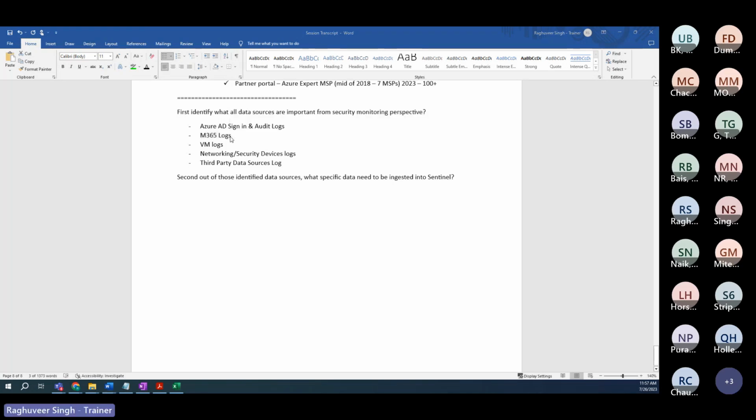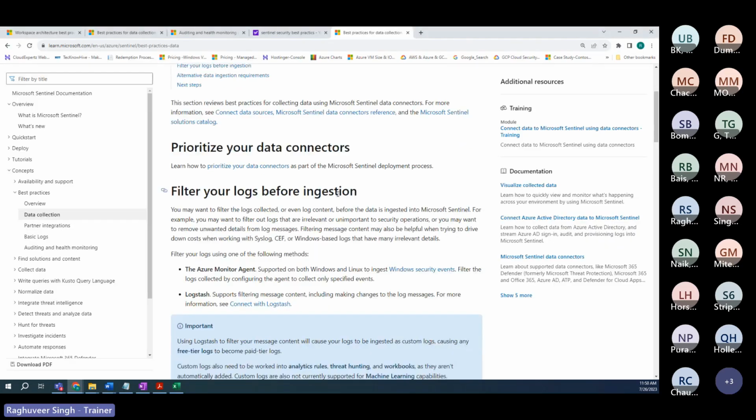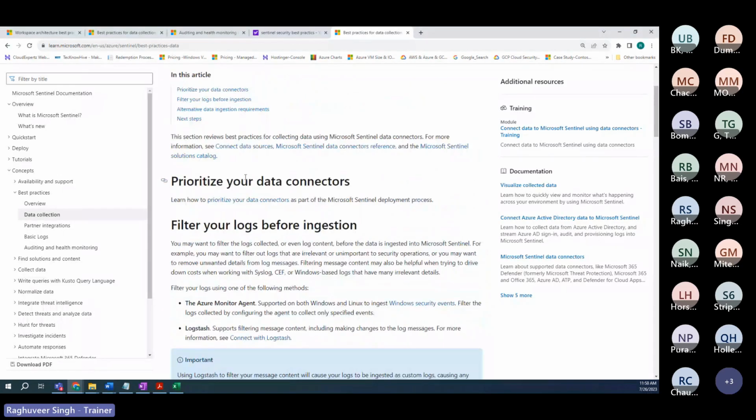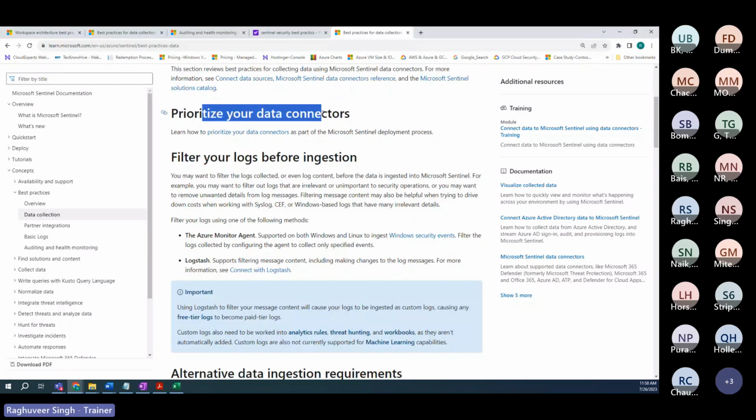And then the best practices will revolve around networking and security also, and access management also, that is, who will need access. So it says that first prioritize your data connectors, that is, what you need to connect.